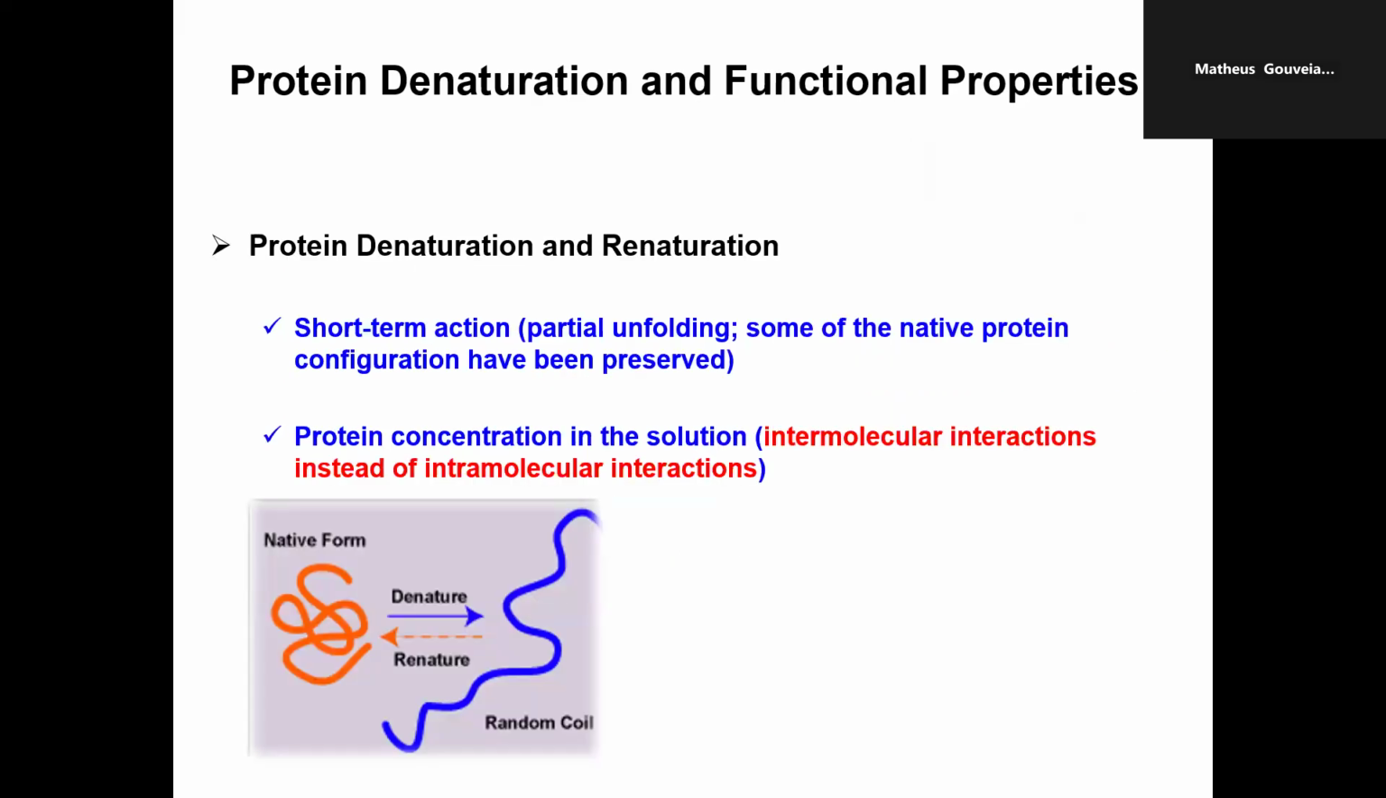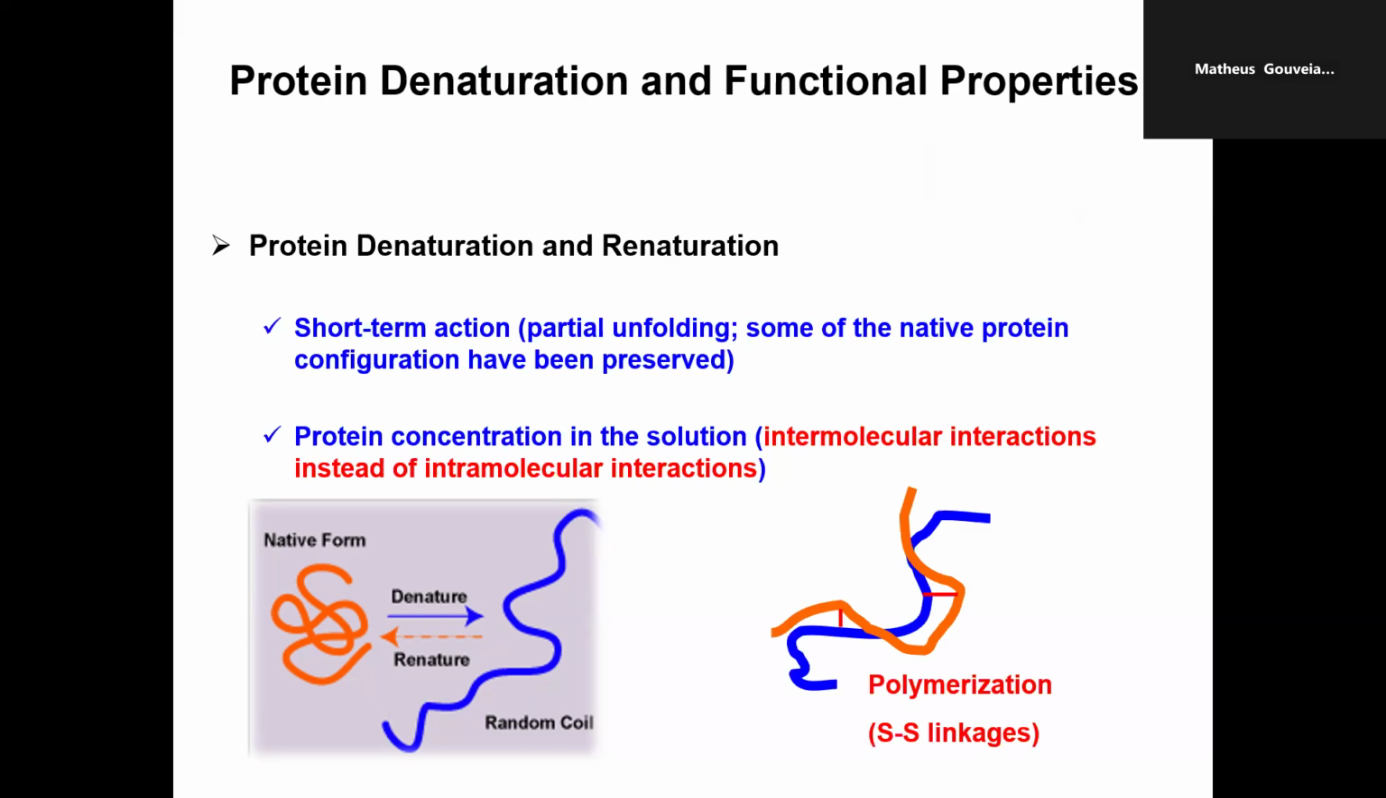Short-term partial unfolding, where some of the native protein configuration has been preserved, can go back to the native state. Protein concentration in the solution plays a role. Why? Because it impacts the formation of polymers. If I have 5% protein versus 15% protein, when I heat, the 15% protein has more molecules closer to each other, so it is more prone to form these polymers. So protein concentration is important in the formation of aggregates.